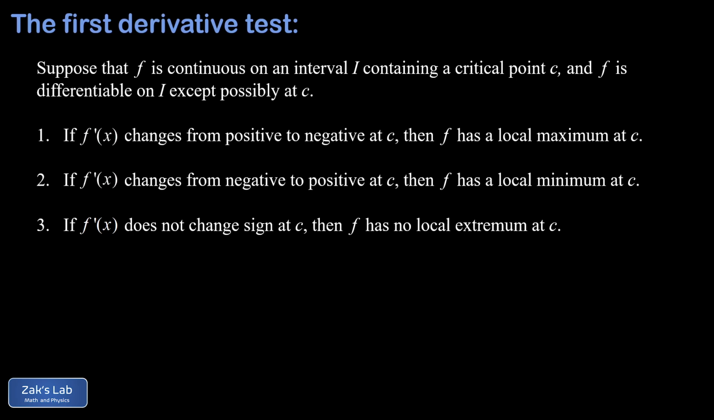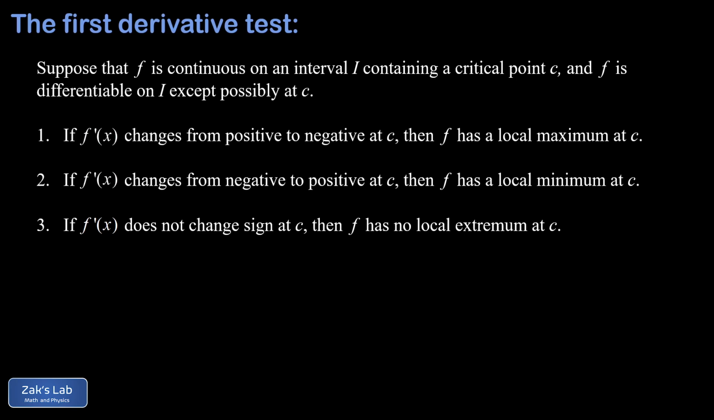As our assumption here, we're told to suppose we have a continuous function on an interval I containing a critical point C, and our function is differentiable on that interval. So we're just thinking of a neighborhood of a critical point. It's differentiable on that interval except possibly at C, where the derivative might be undefined, like in the case of a cusp. And we have three possible conclusions of the first derivative test.